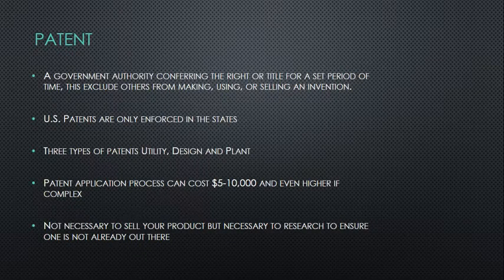Now, the three types of patents that are most common are utility, design, and plant. Plant is simply agriculture, seed, etc. Design is an actual design that you're creating. A utility is something that does a specific task or process.